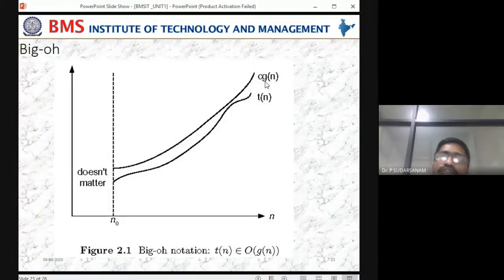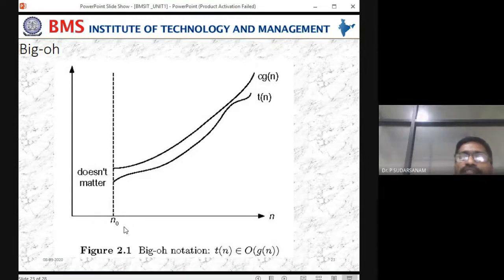So a function in order of g of n is denoted by t of n belongs to order of g of n. The order of growth of t of n is less than or equal to the order of growth of g of n. There exists a positive constant c and n naught, a non-negative integer, such that t of n is less than or equal to c into g of n, where n is greater than or equal to n naught. Is it clear now? Did you get the definition of how to write it by seeing the diagram?